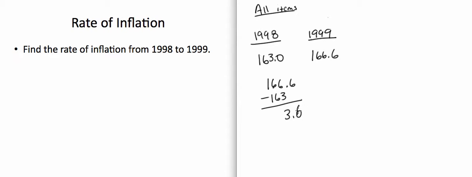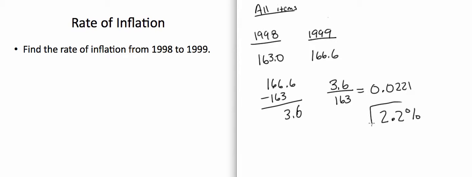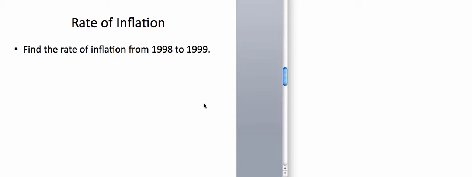We're going to then take that 3.6 value. We're going to divide it by 163. That's going to give us a decimal of 0.0221, which we change then to a percentage, which is going to give us 2.2%. We round to the nearest tenth of a percent here to get our rate of inflation. So it went up by 2.2% from 1998 to 1999. So that is what we've got for inflation.